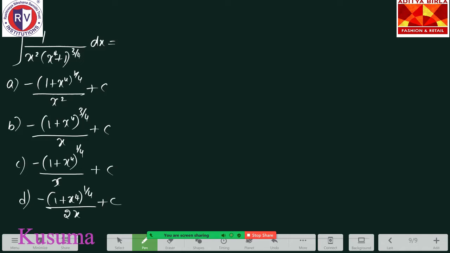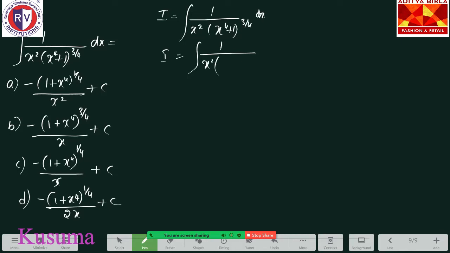Let us simplify this. Let I be equal to integration of 1 by x square into (x to the power of 4 plus 1) to the power 3 by 4 into dx. Okay. So this can be written as 1 by x square into, let us take x to the power of 4 common.